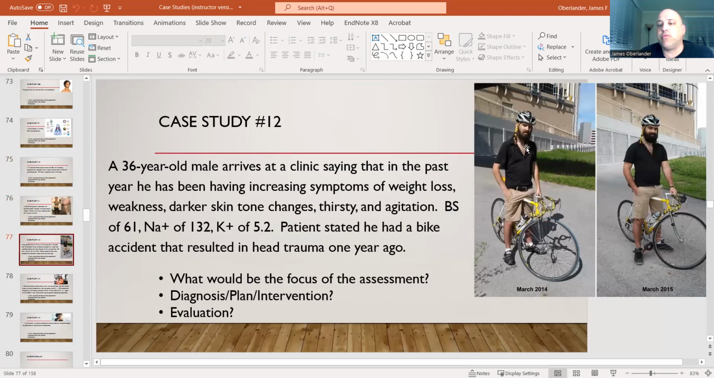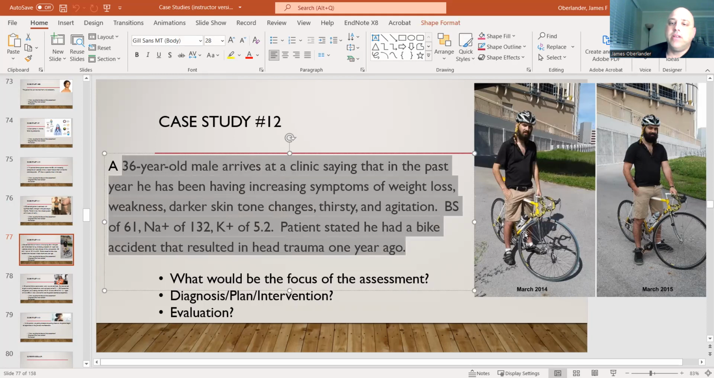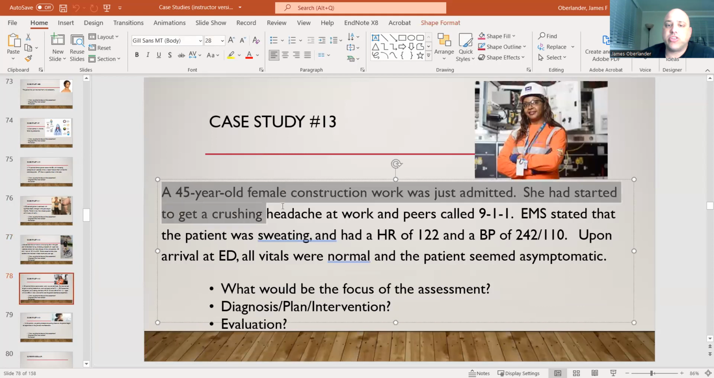This person, they go from... So you're only looking at the March 2014 image. Don't look at the one that's off screen technically, because the 2014 shows a very scrawny individual, and then they recovered in 2015, but in 2014 they were diagnosed with all of this stuff. What is that? The 2014 image: darker skin tone, thirsty, weight loss, blood sugars are low, sodium is low, potassium is high, and they're really dehydrated. Addison's.